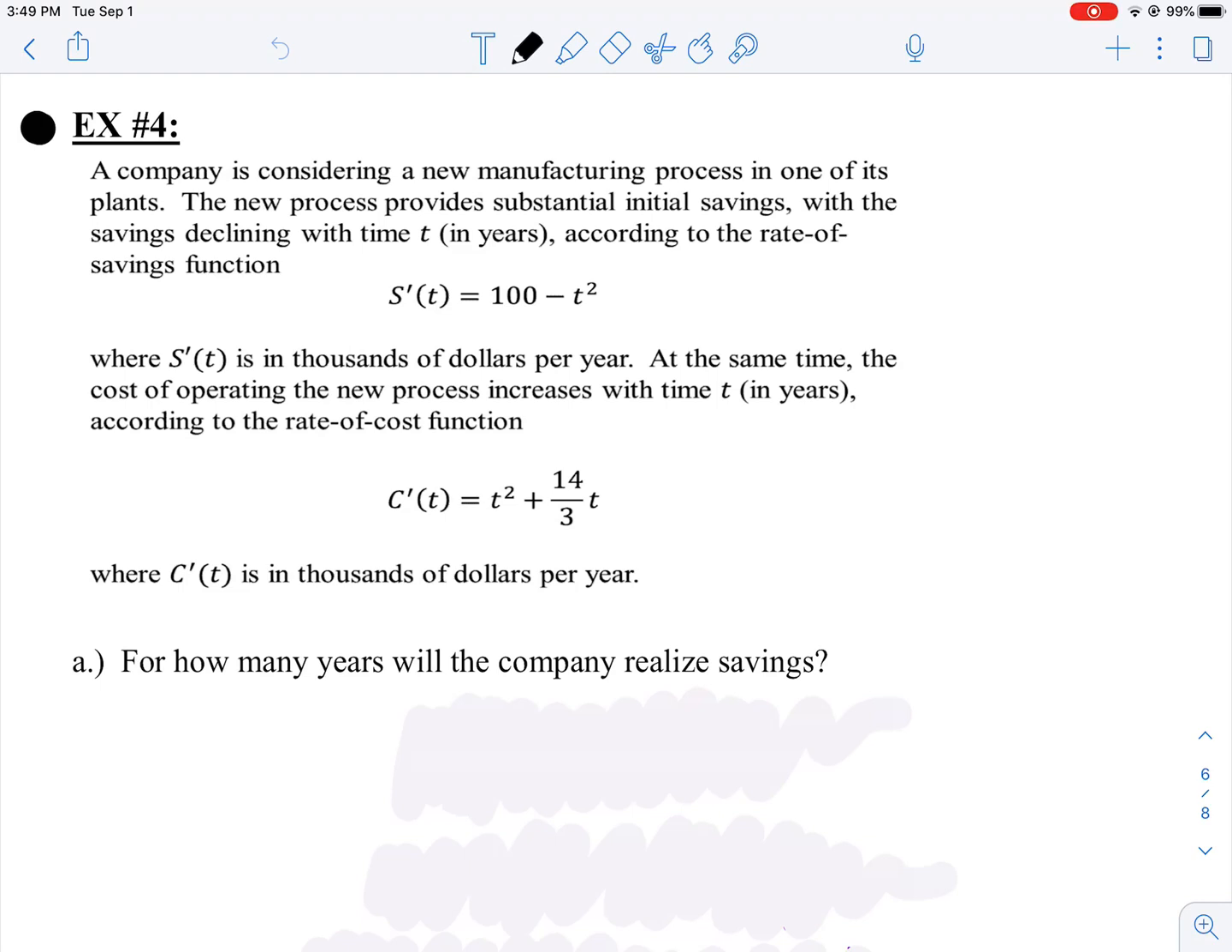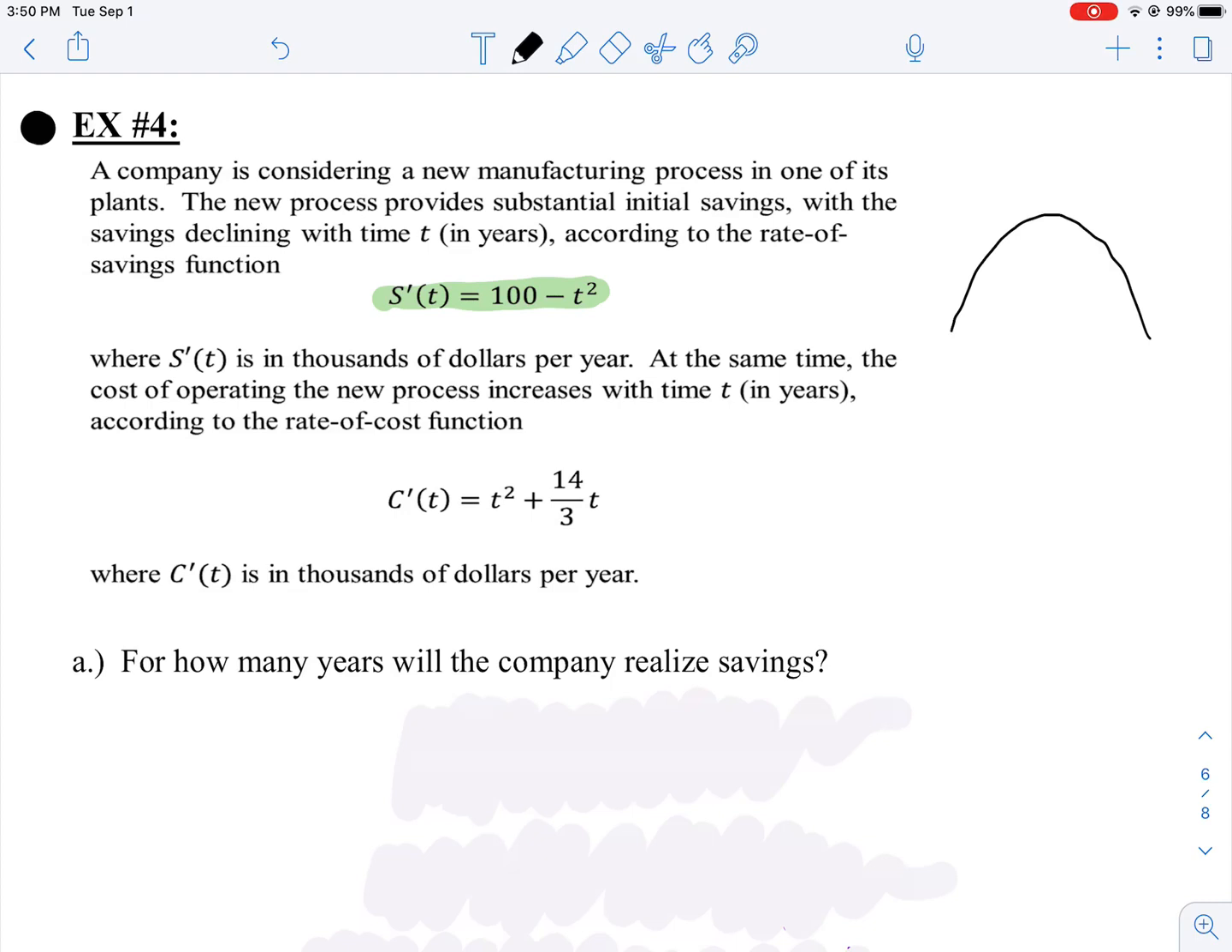It says a company is considering a new manufacturing process in one of its plants. The new process provides substantial initial savings, with the savings declining with time in years according to the rate of savings function. So this is the rate at which the savings is changing. This is the derivative, right? And so it says here that the savings goes up and then it kind of starts to decline. So it looks something like this, right? It says where S prime of t is in thousands of dollars per year.